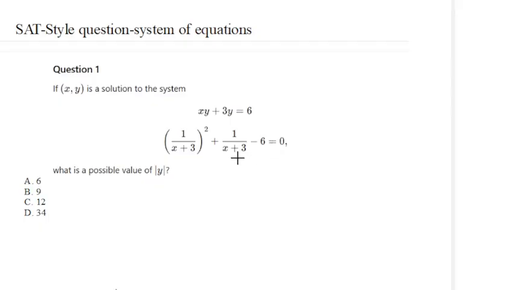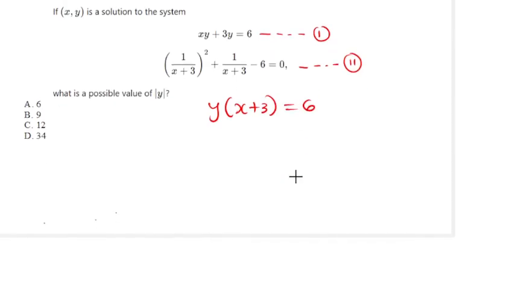Okay, to solve this, let's call this one equation 1, and let's call this one equation 2. We know that from equation 1, when we factorize, we have y times (x + 3) is equal to 6. So y is equal to 6 divided by (x + 3).